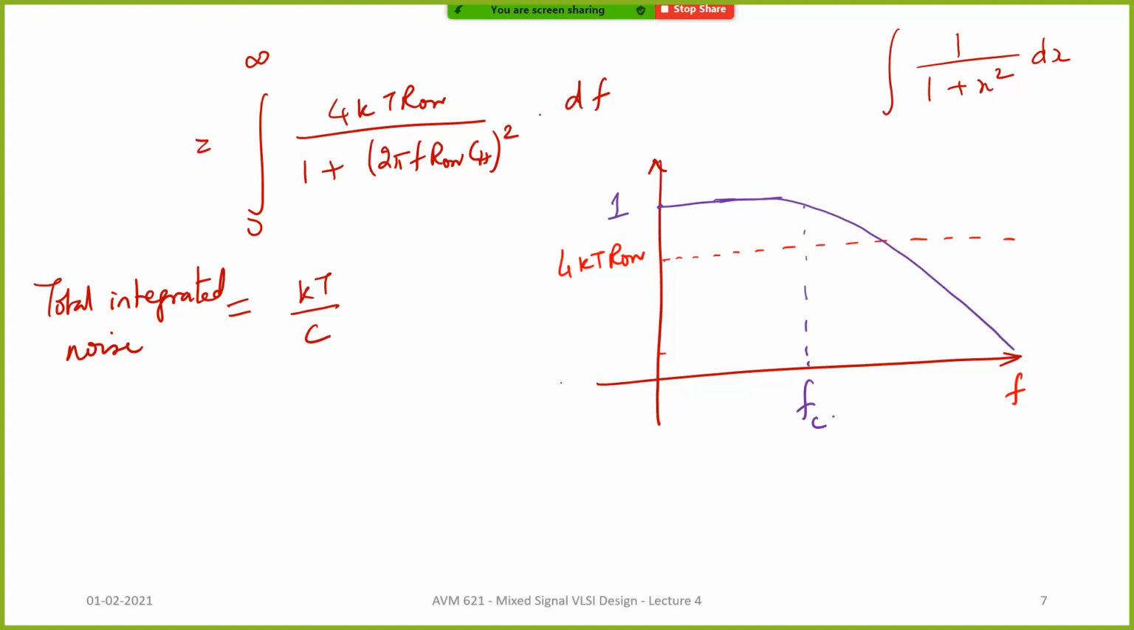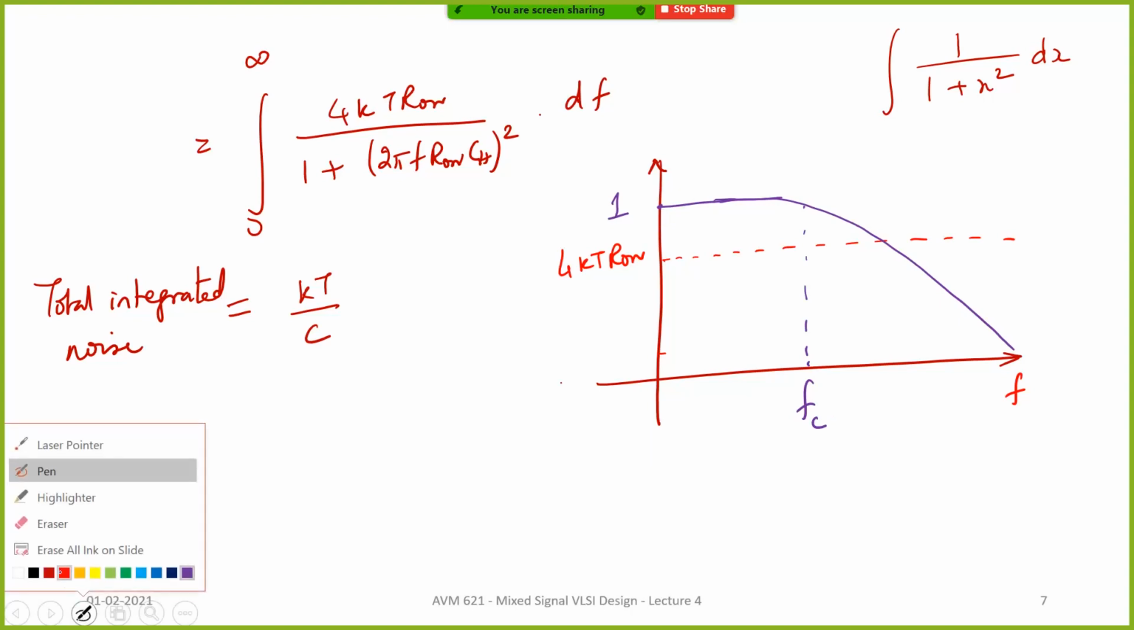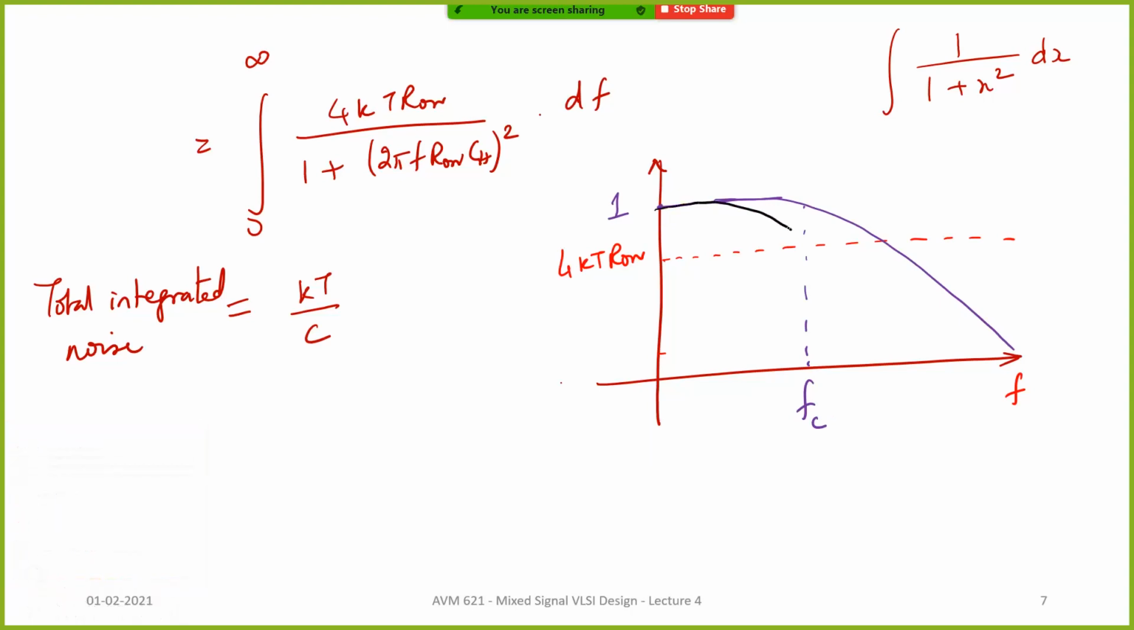Now when this noise goes through this function, because it's H of f squared, the actual noise will look something like this. When we are talking about the total integrated noise, we are talking about the region enclosed by this black line. Okay, the area enclosed by this black line.